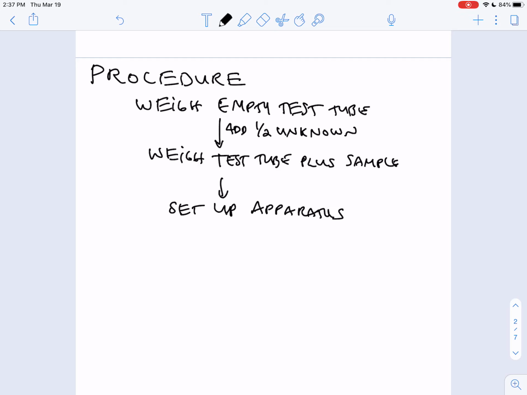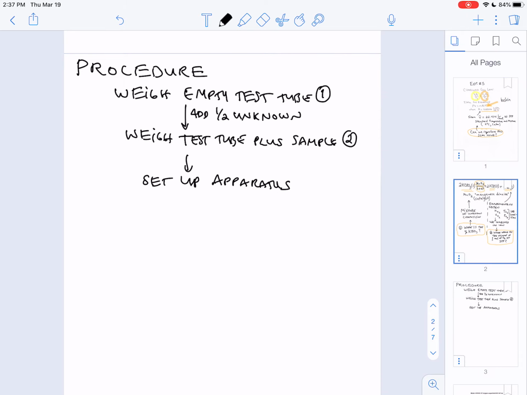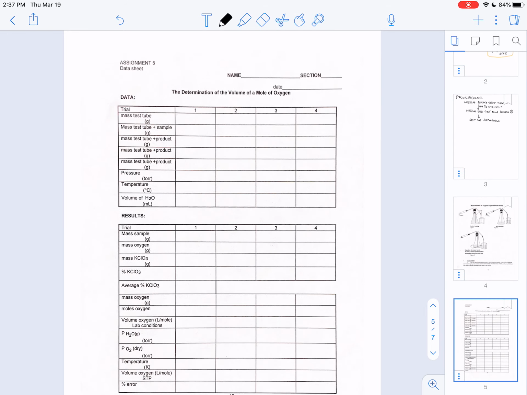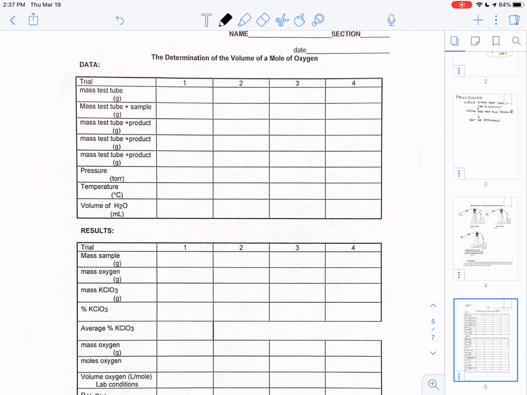So your first couple of pieces of data will be the mass of the empty test tube and the mass of the test tube plus the sample. On your data sheet, you're going to record those values right here. Here is the mass of your test tube, and here's the mass of the test tube plus your sample. That way you make sure that the mass of the sample is accurately determined, all right?